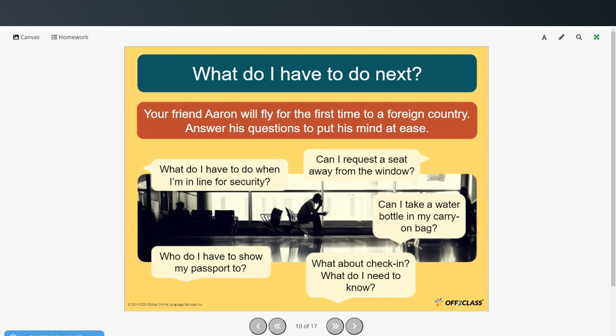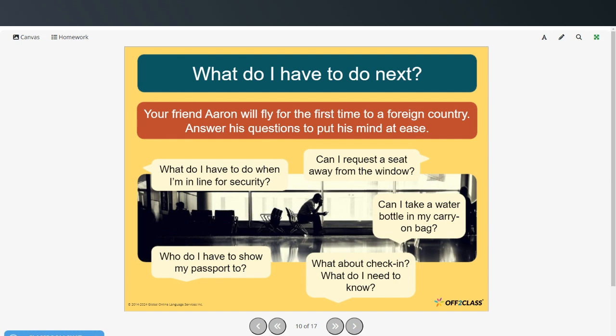What about check-in? What do I need to know? Well, many airlines have self-check-in where you can either check in the night before or you can go to a kiosk and check in, print your boarding passes and your luggage tags, and then you still have to take them to the agent at the counter, and they will weigh the bags, check your information, your flight information, and your ID, and then they'll send the bags to be checked.